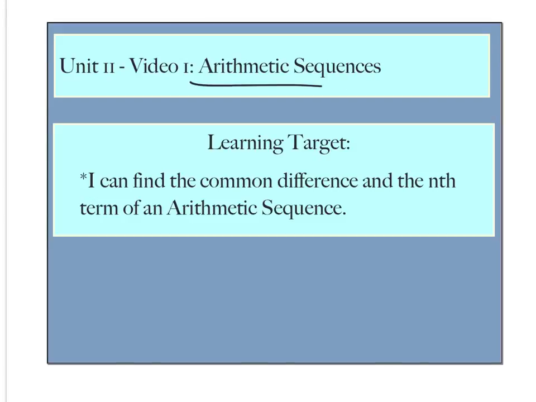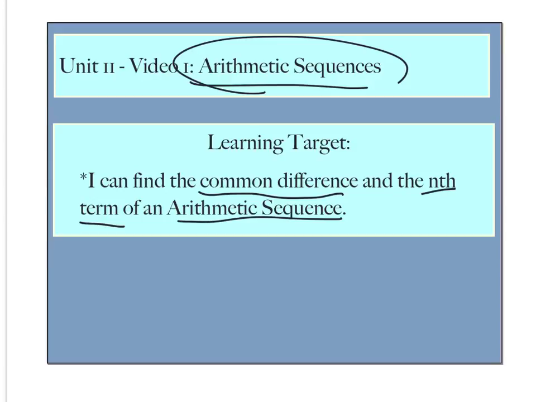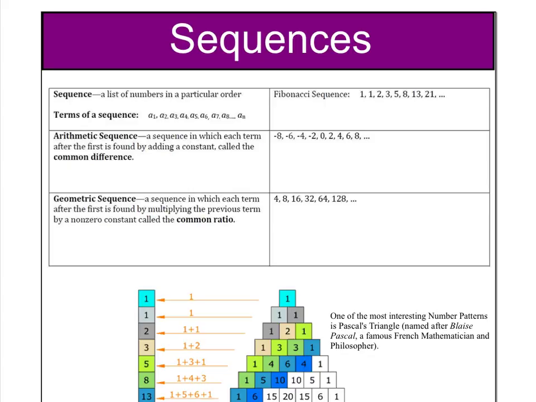So the very first one we're going to talk about is what is an arithmetic sequence. You need to be able to figure out a common difference and a specific term of an arithmetic sequence. Now, a sequence is exactly what it sounds like: a series of numbers in a particular order.